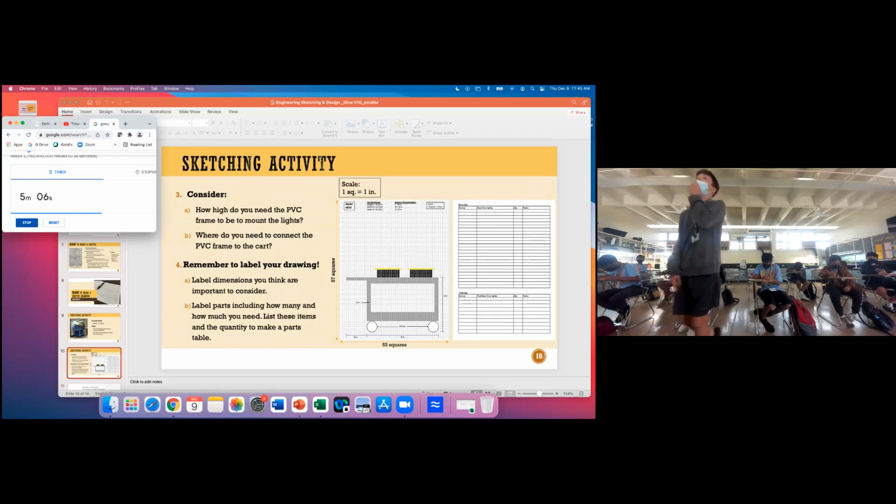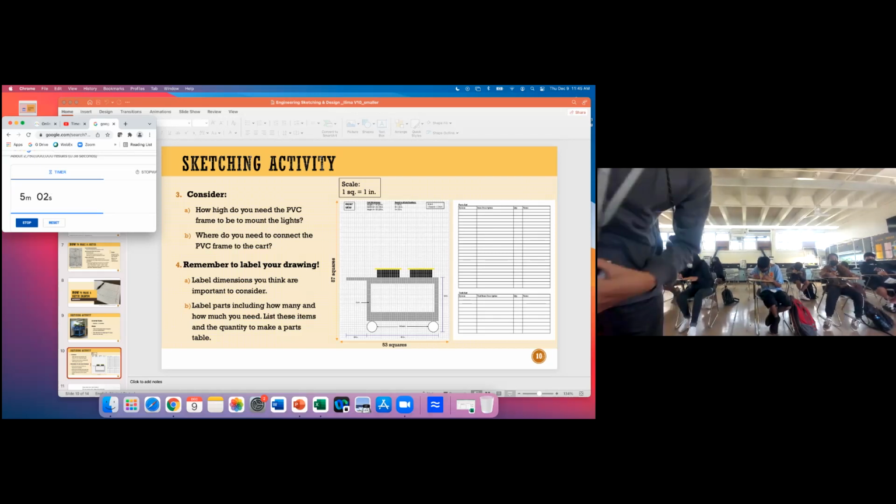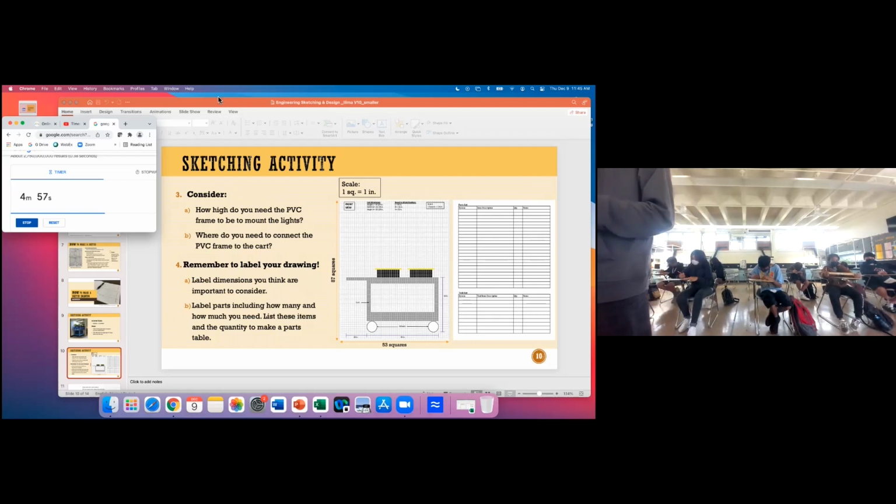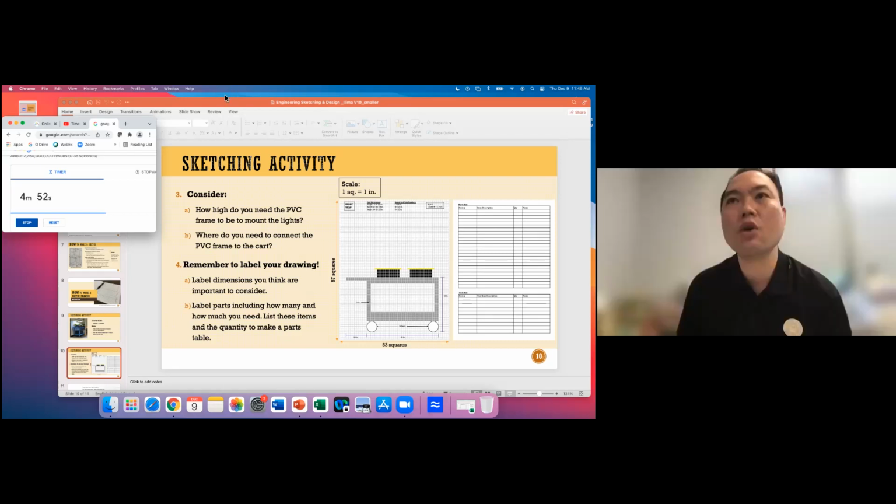What does the system mean? What does the system need? So on the other handout, oh, got it. Yes, thank you. In a system, we have different subparts. For example, we have the cart. We also have the lighting system. The lighting system could include the PVC frame and then the lights, for example.